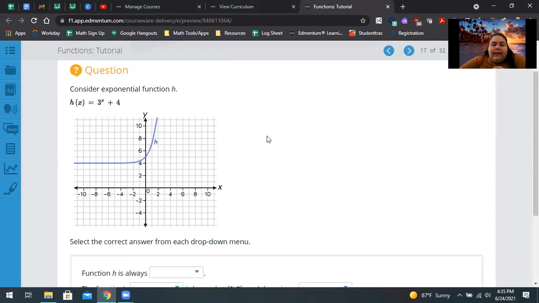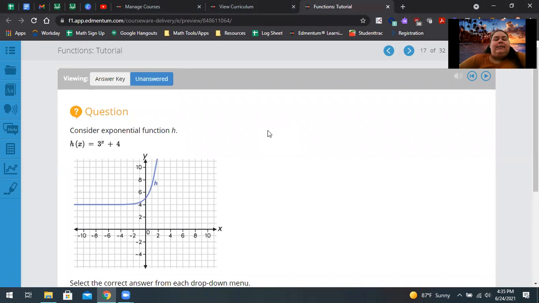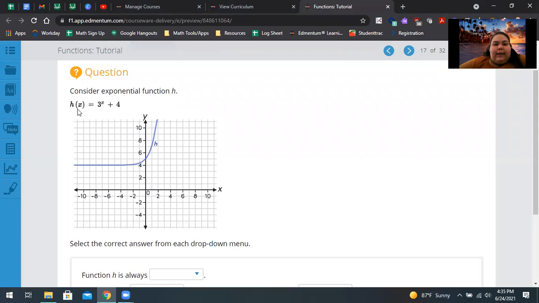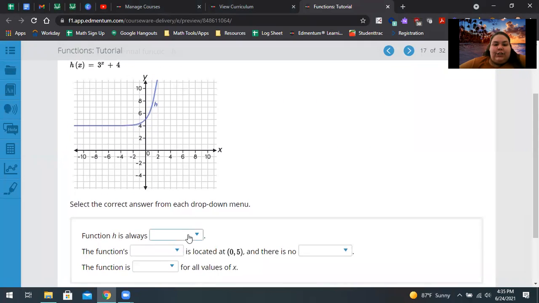So let's go ahead and take a look at this question right here on slide 17. Consider the exponential function h. They gave us the equation and they gave us a graph, no table. It says function h is always decreasing or increasing. So again, if you follow your finger along starting from the left, is this function increasing or decreasing? Go ahead and answer that below.